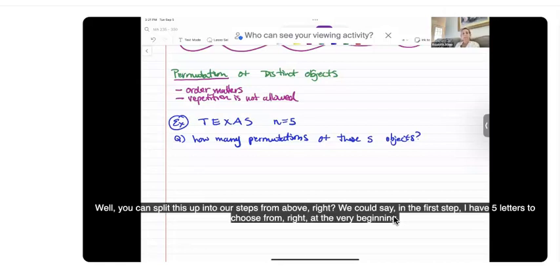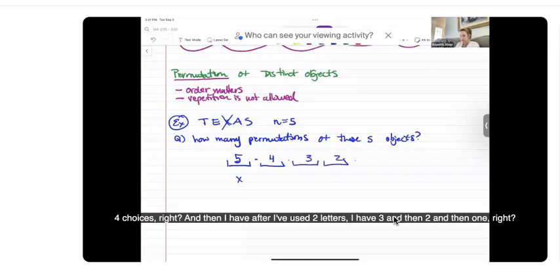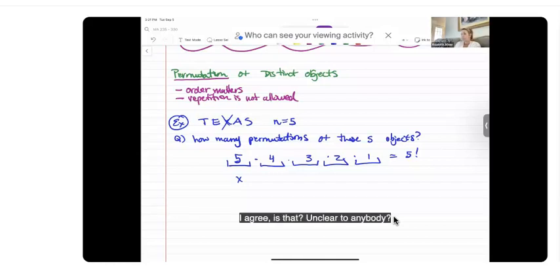Well, you can split this up into steps, right? In the first step, I have 5 letters to choose from at the very beginning. Maybe I chose an X first, but I had 5 choices. Once I've chosen that X, I now have, for my second letter, 4 choices, right? And then after I've used 2 letters, I have 3, and then 2, and then 1, right? And that happens if I take all of these and I permute them, which comes out to be, you should all recognize, 5 factorial. Does everybody agree? Is that unclear to anybody?